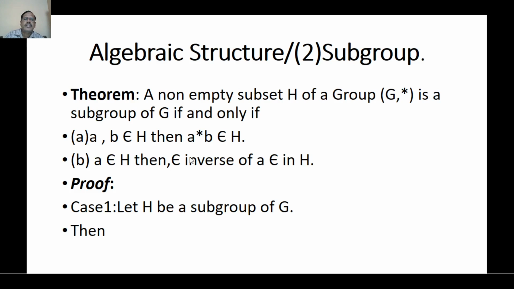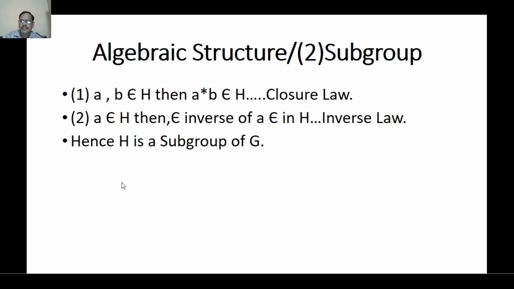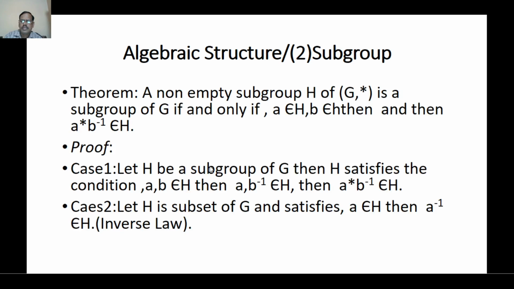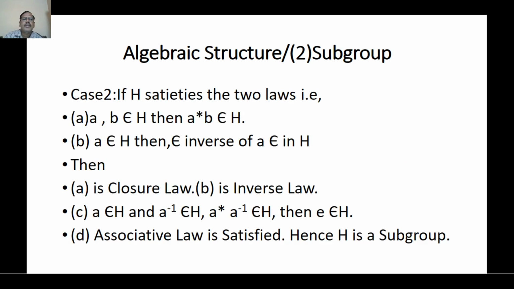So assume that H is a subgroup of G, then it clearly satisfies closure, associative, identity and inverse property. So the first one is closure, second one is inverse. So automatically it satisfies these two properties. Case 2: if H satisfies these two properties, then we want to show H is a subgroup. Then you have to show that it satisfies identity property and associative property.